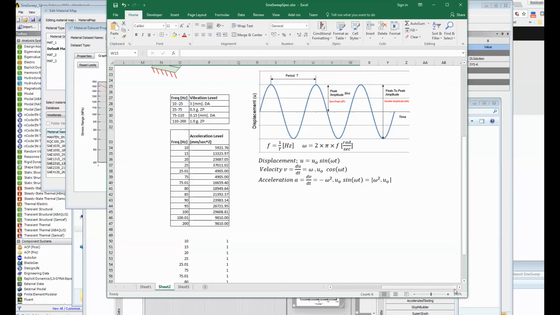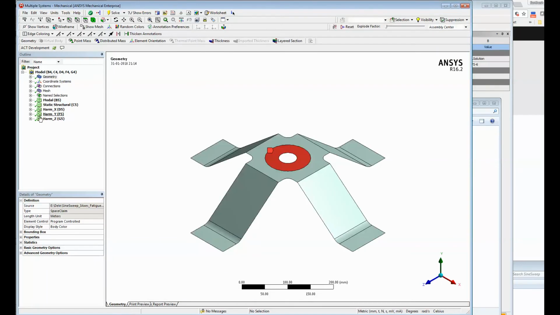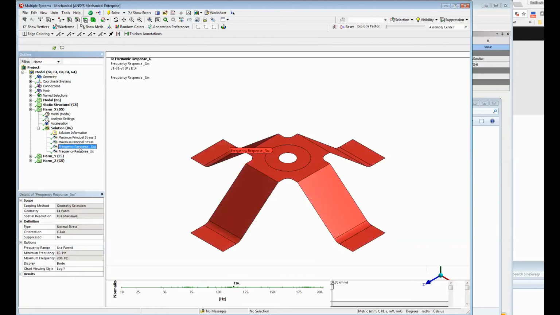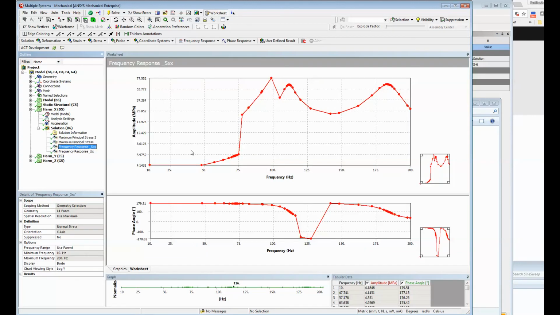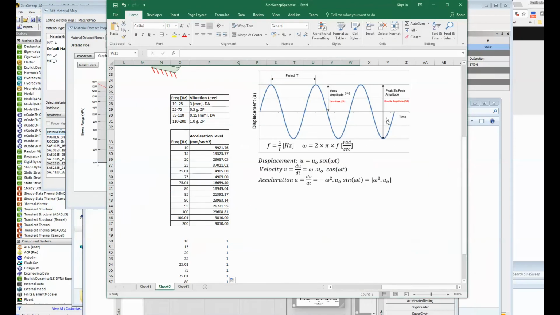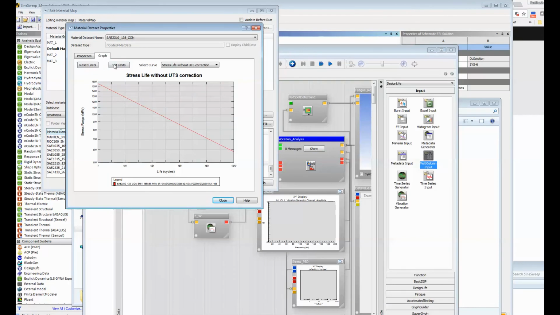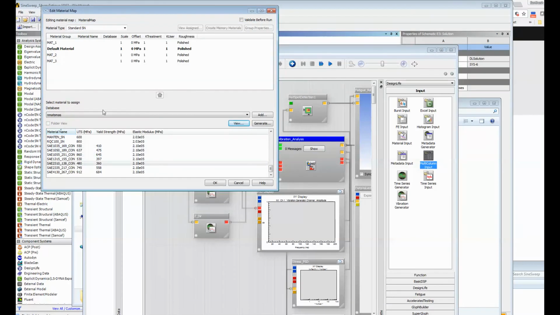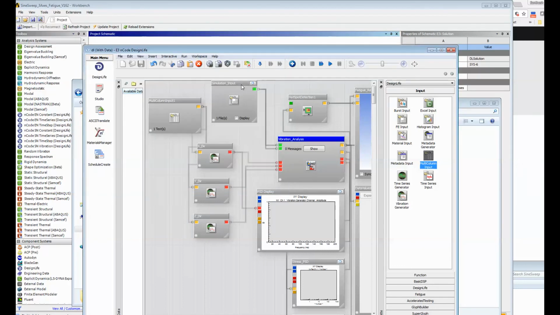Whatever stresses we see in Ansys harmonic analysis are 0 to peak. It's the amplitude value, not the range value. So that's something you need to keep in mind when you are looking at the material data. Once this is done, select all these and click this up arrow, so all the materials are assigned with this particular property. Now we have the material definition assigned.